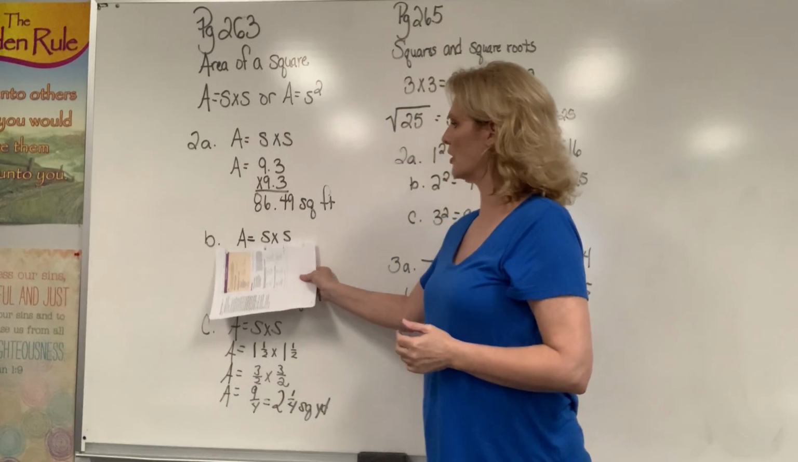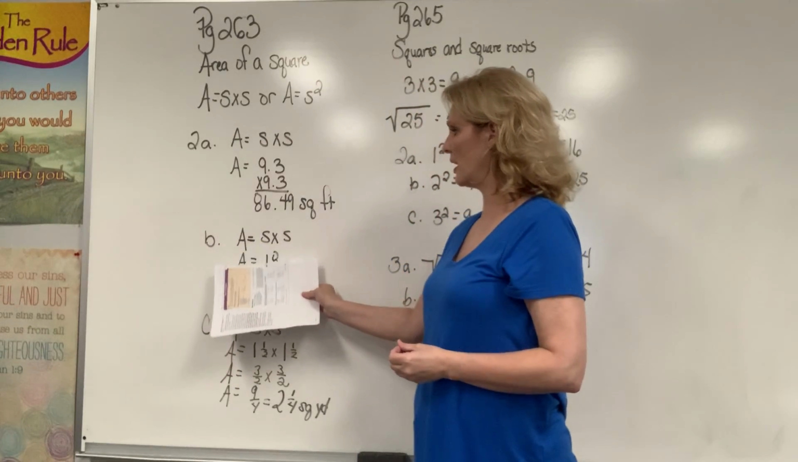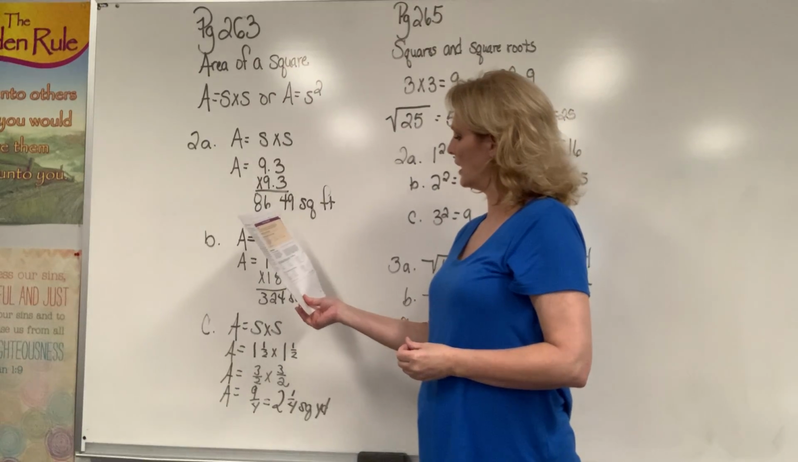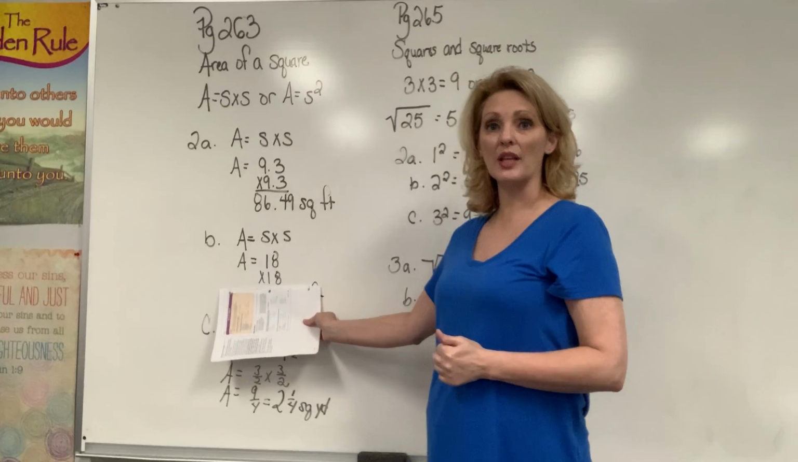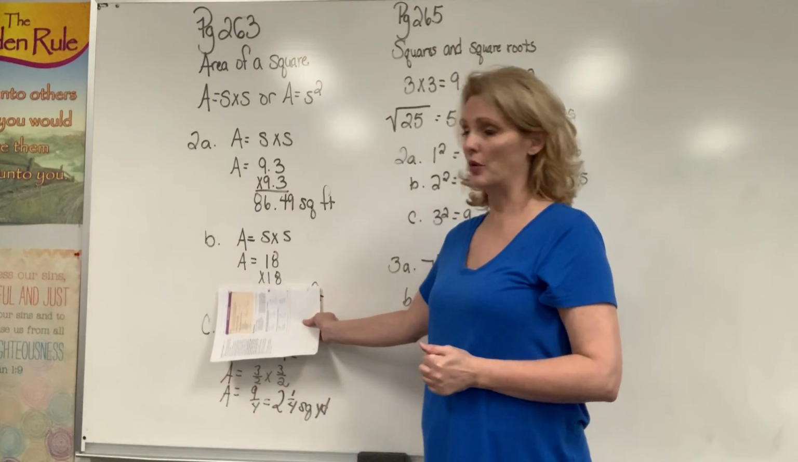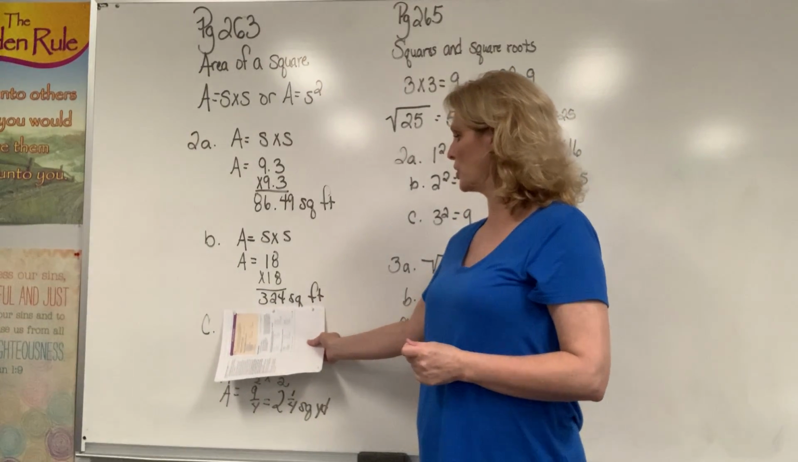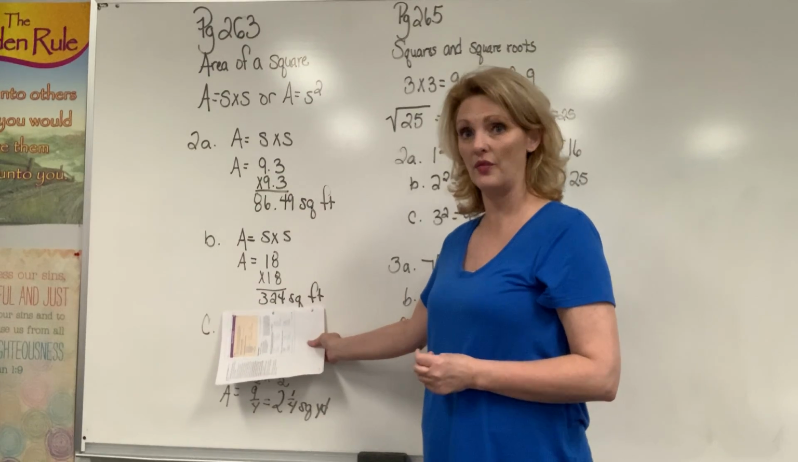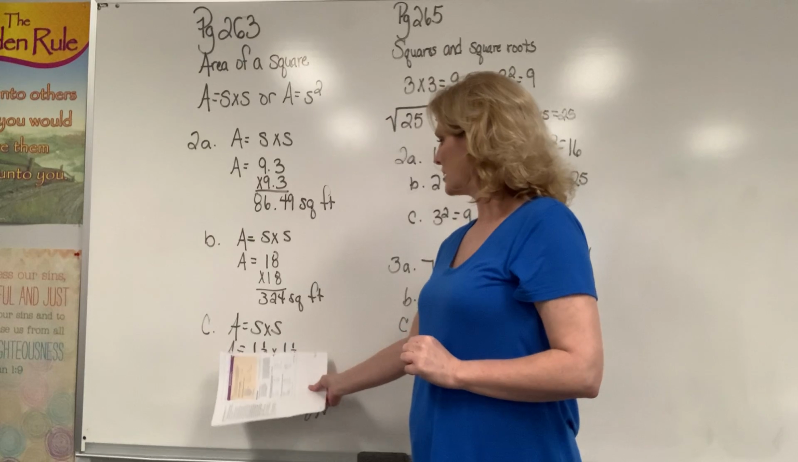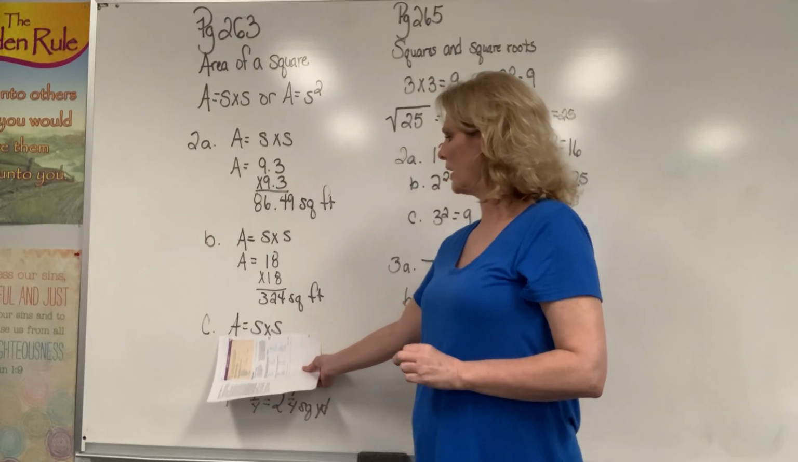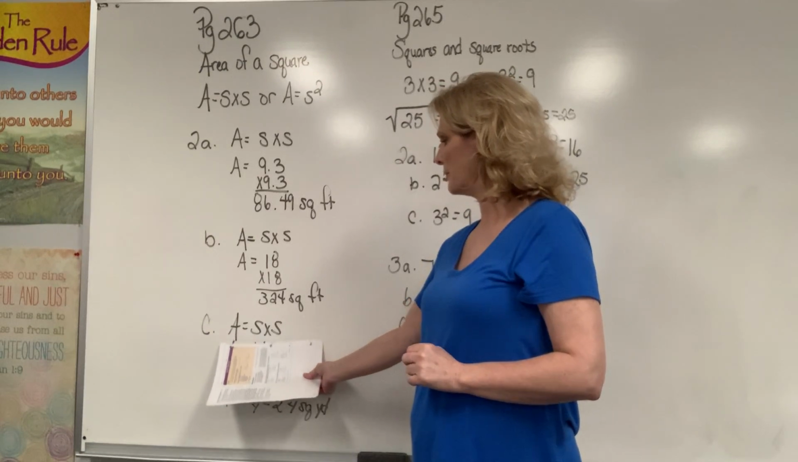2b, so you have area equals s times s. On b, it is 18, so you'll have area equals 18 times 18. When you multiply that out, that will be 324 square feet. Okay, so that's 2b.